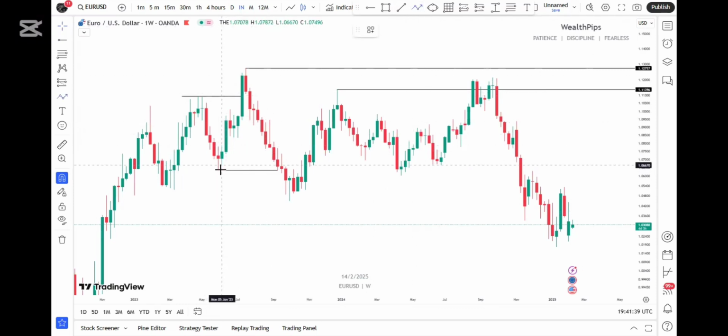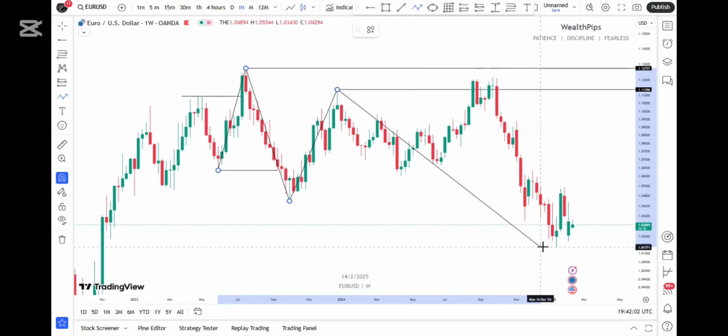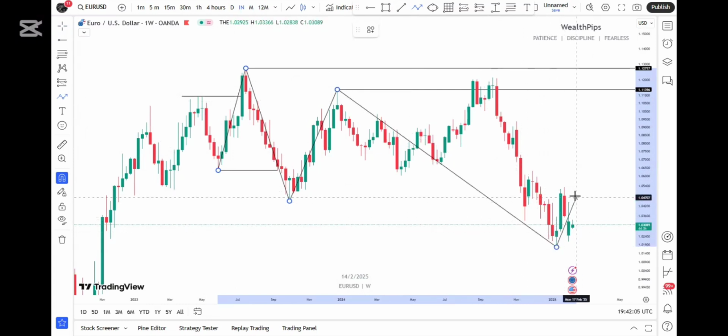This is always my setup: a sweep of liquidity, a break of structure, 50% retracement, another break of structure. You can see that these candles did not break this low. Because they did not break this low, they had to come back to the 50% retracement area before they could break. And now I'm still expecting a pullback down to this area before a sell again.